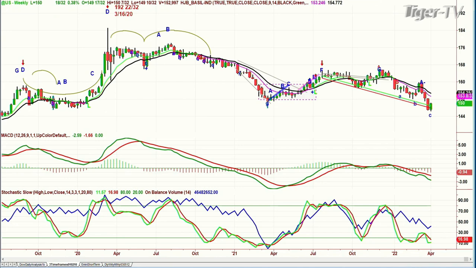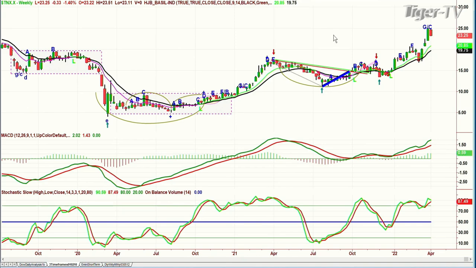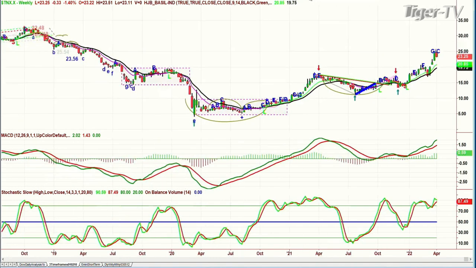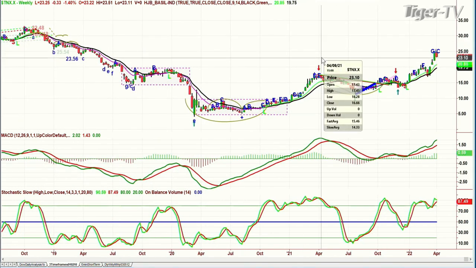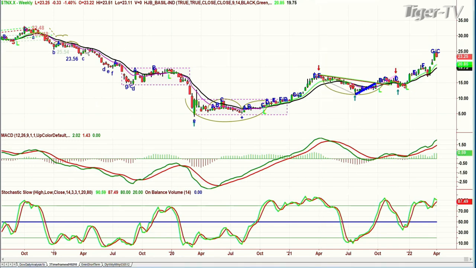If you're looking at the TNX, I used to have this going all the way back 50 years or so, but for some reason TradeStation stopped carrying all that data. It was just beautiful to see. So here is the TNX weekly chart. Let me squeeze this a little bit. So it's gone towards this high. This little cluster formation at 23.56 is in leg G/C. This week is so far a lower high. Let me show you this. This is really important.